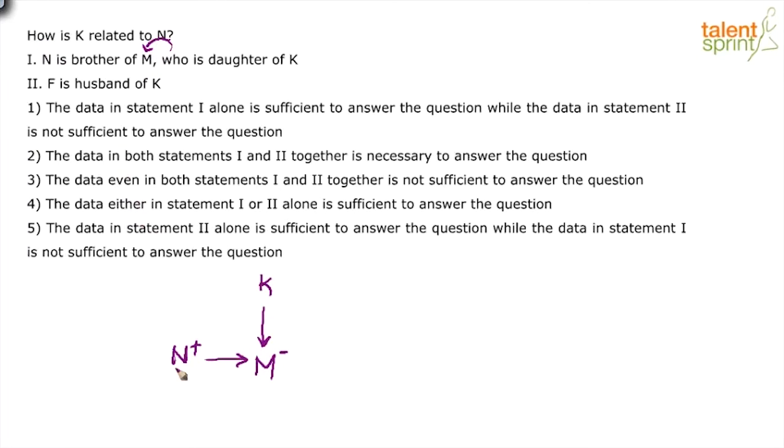Look at this. N is the brother of M. Who is the daughter of K? So basically N and M are siblings, brother and sister, and they are the children of K. N is the son of K. M is the daughter of K.